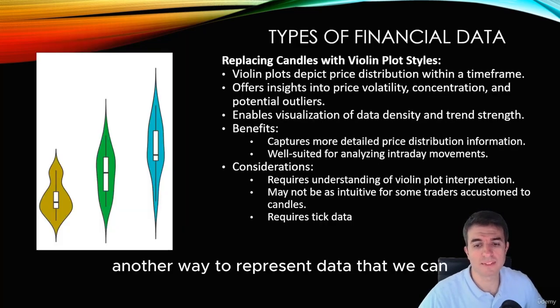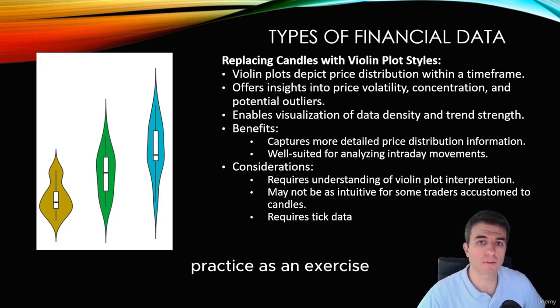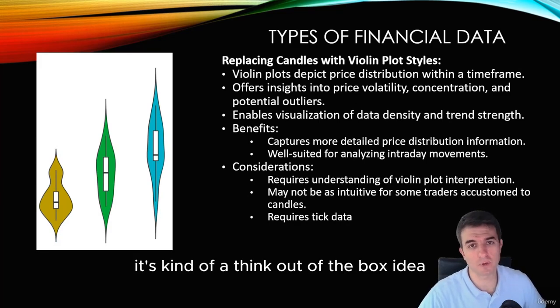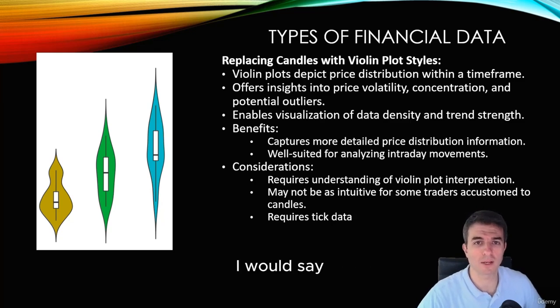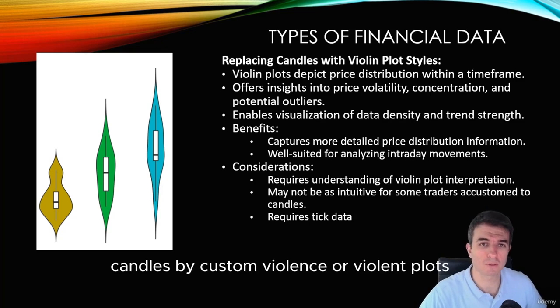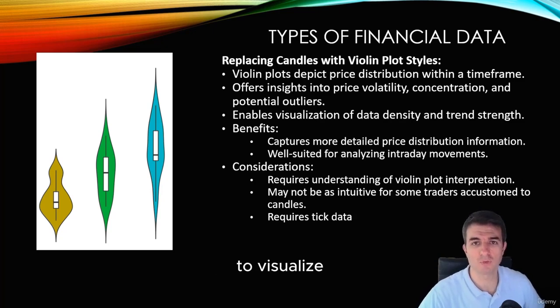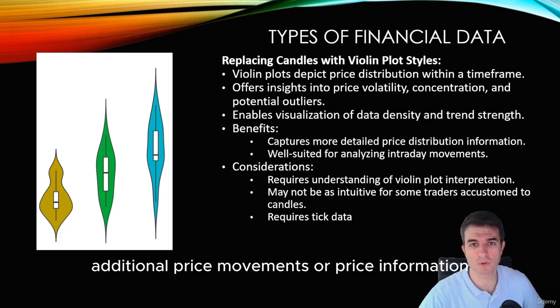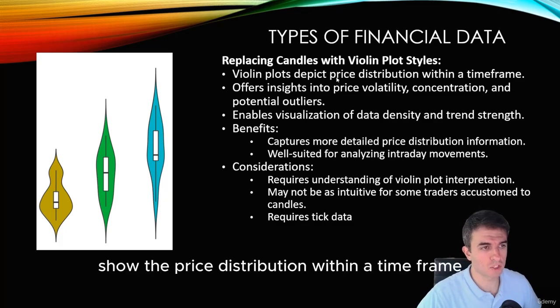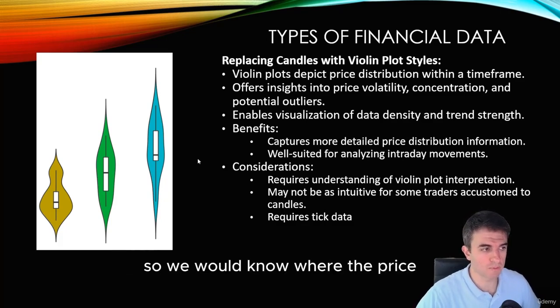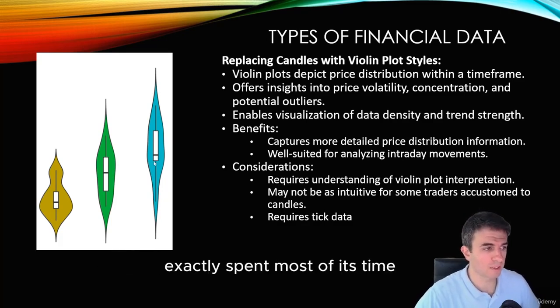Another way to represent data that we can practice as an exercise, for example, a bit of a think out of the box idea, something a bit original or exotic, I would say, is to replace candles by custom violins or violin plots instead of candles to visualize additional price movements or price information. So why violin plots? Because they show the price distribution within a time frame, so we would know where the price exactly spent most of its time.